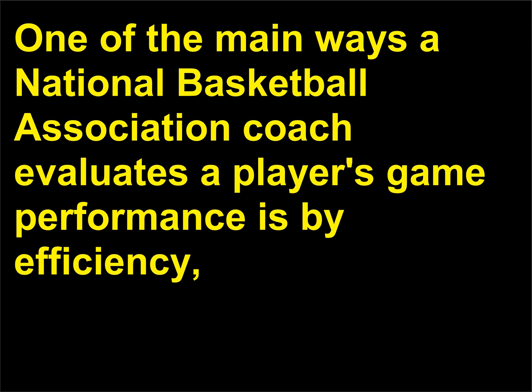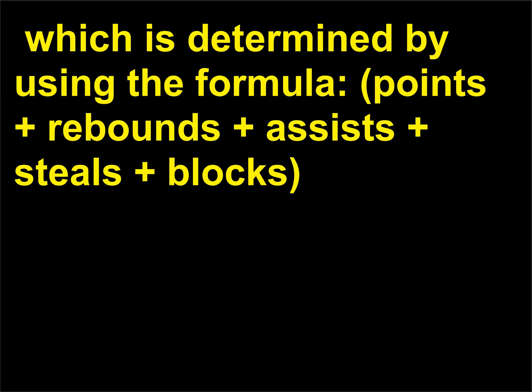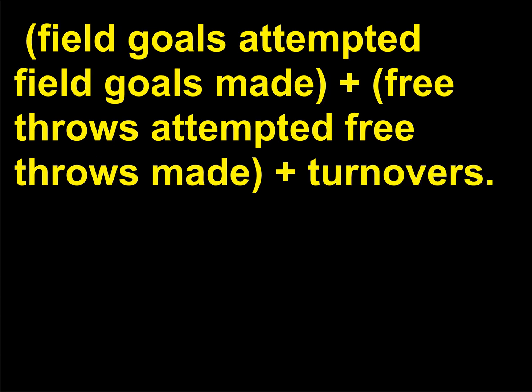One of the main ways a National Basketball Association coach evaluates a player's game performance is by efficiency, which is determined by using the formula: points and rebounds and assists and steals and blocks, minus field goals attempted, field goals made, plus free throws attempted, free throws made, plus turnovers.